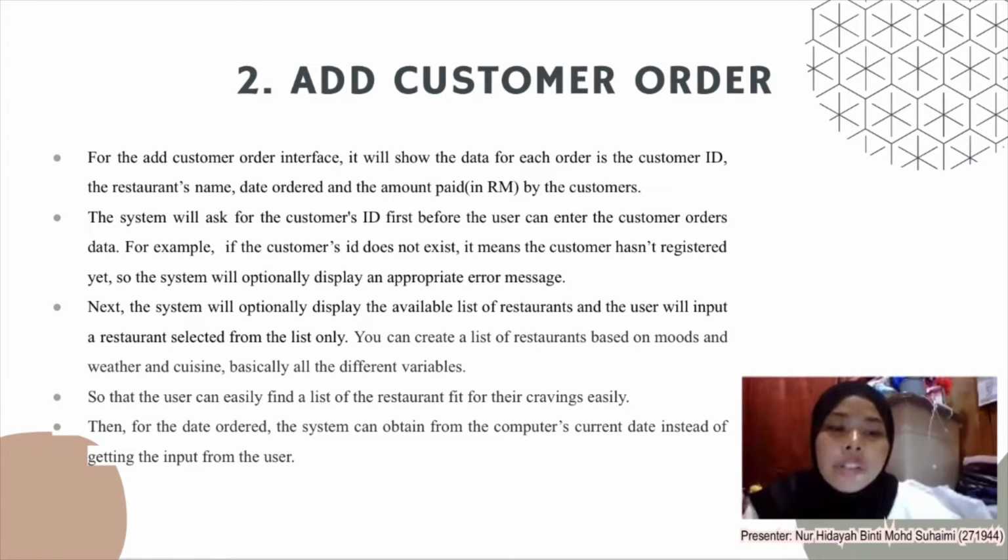Next, the system will display the available list of restaurants, and the user will input a restaurant selected from the list only. You can create a list of restaurants based on mood, weather, and cuisine, basically all the different variables, so that the user can easily find a restaurant that fits their craving. Then, for the date order, the system can obtain it from the computer's current date instead of getting the input from the user. That's all for my part.